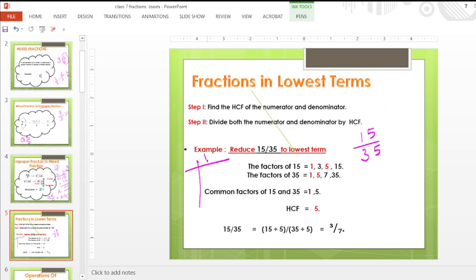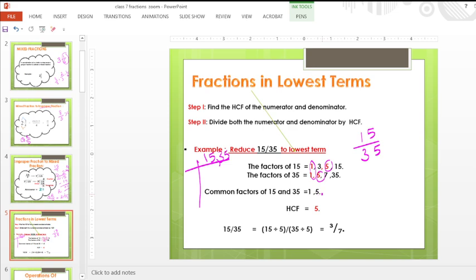So what you do, 15, 35. How do you find the HCF? You just take what is common? Both the numbers should divide by the same number. This method you did in 6th class, that you listed all the factors of 15, you listed all the factors of 35, and you wrote the common factors which are common in both, like 1 and 5. See, 1 is common in both and 5 is also common in both.